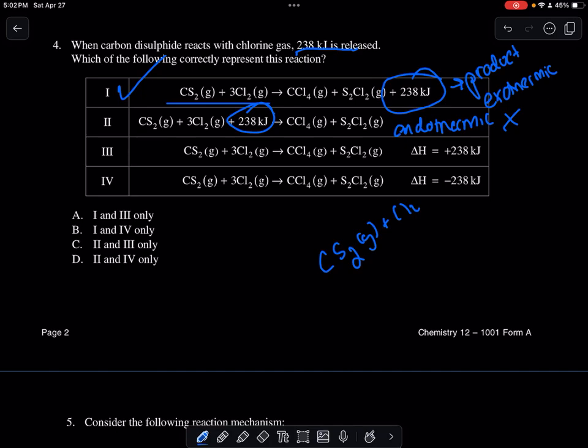Next is number 3. This is again endothermic because it's saying the delta H is positive. This is exothermic. So the correct answers should be 1 and 4. So should be B.